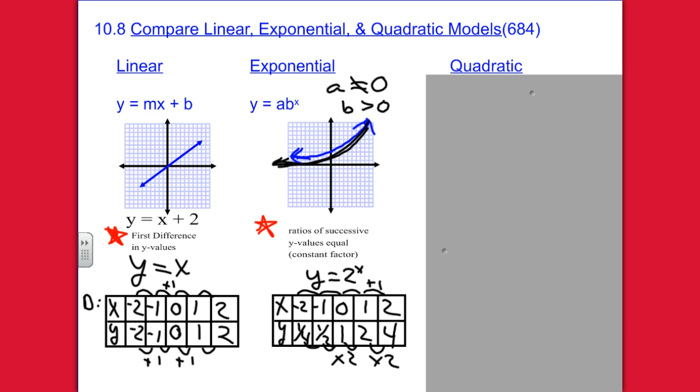Okay? Show me with your arms the quadratic. What does it look like? Ooh, it looks like a bunch of touchdowns.